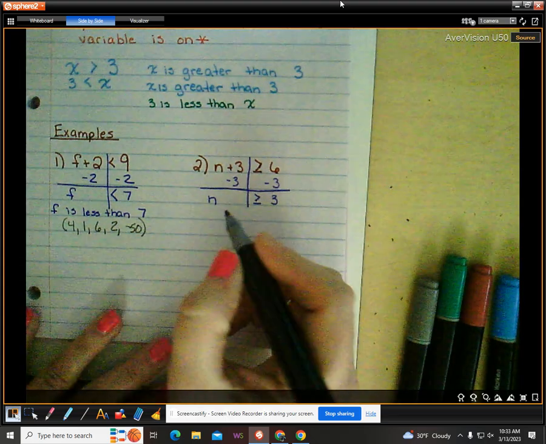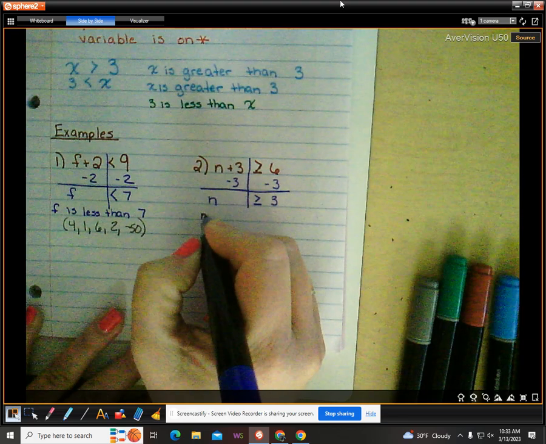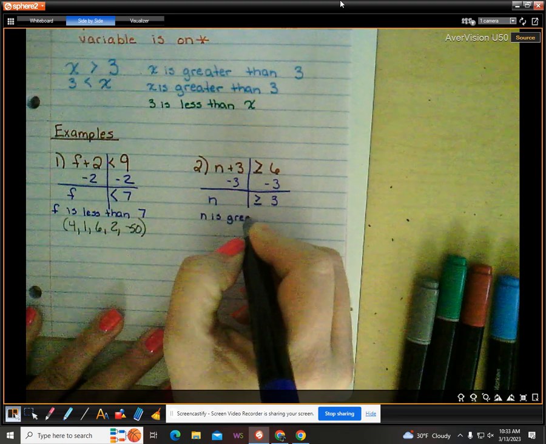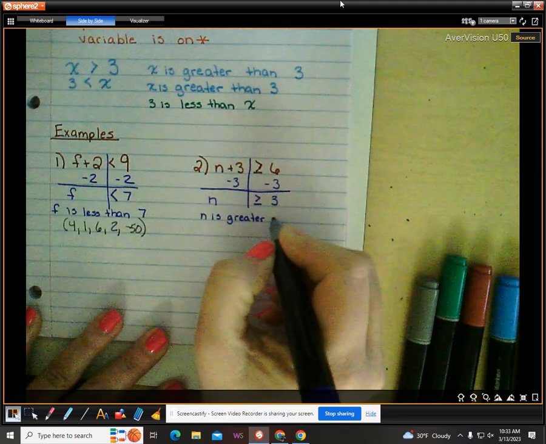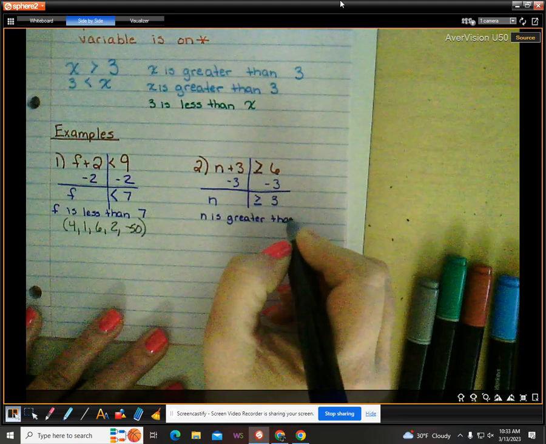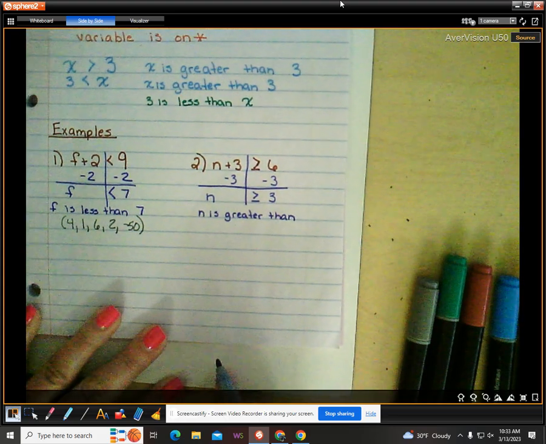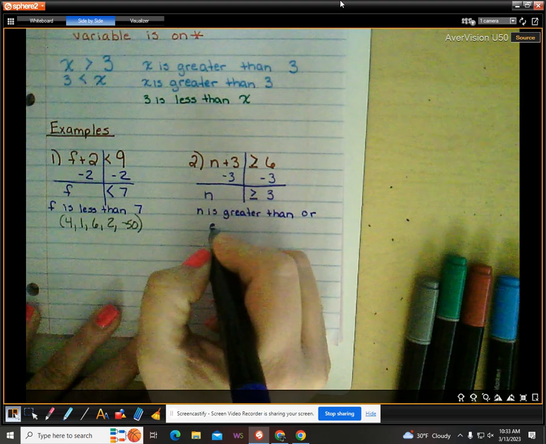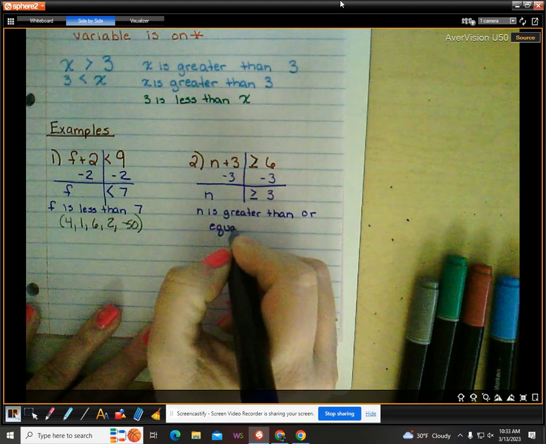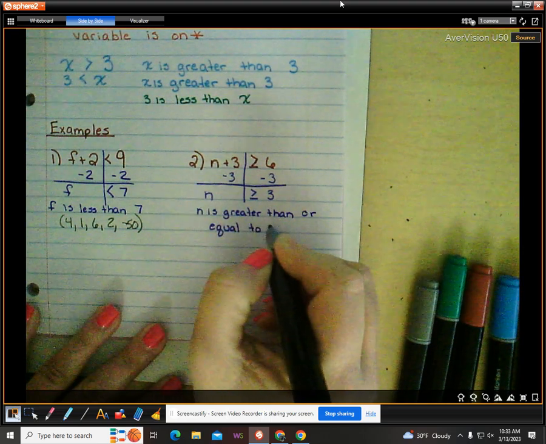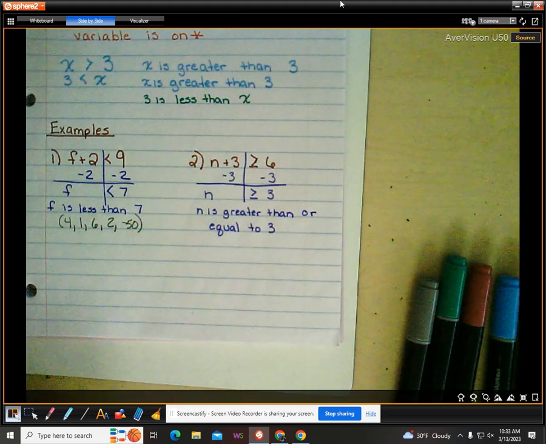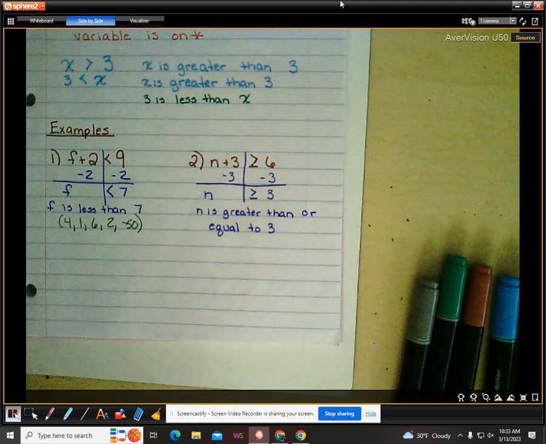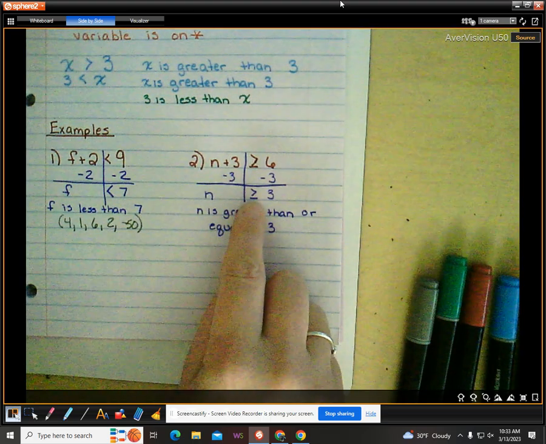Kylie? N is greater than 3. You got half of it. Jude? N is greater than or equal to 3. Okay. That would be read as n is greater than or equal to 3. We have the or equal to part because we've got part of an equal sign.